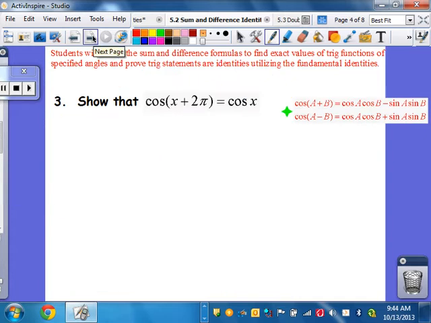The next couple are to show that something's true. Basically, it's kind of like a proof. Okay? If I give you a sum formula, go find it.